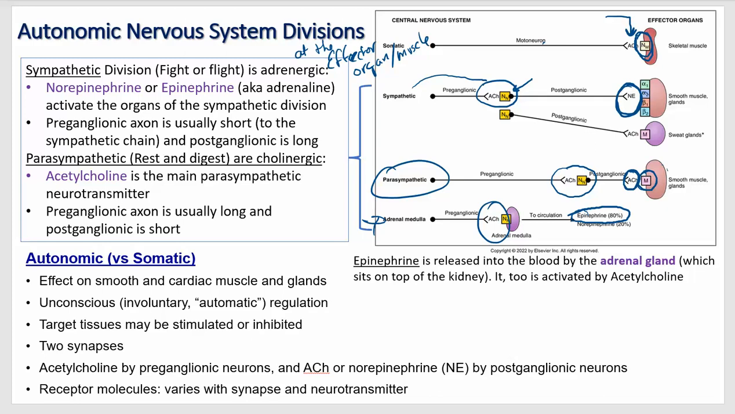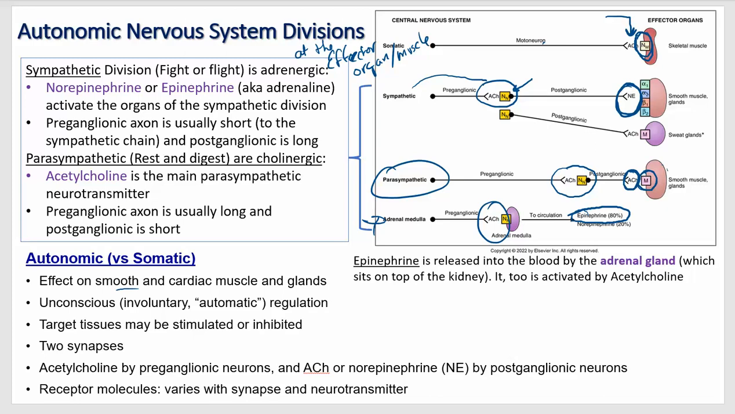So autonomic versus somatic. This is our autonomic pathway here. The effect is on smooth and cardiac muscle and glands; we're mainly talking about smooth muscle here. They are unconscious, so this is an unconscious kind of activation. We don't intentionally activate cardiac muscle or smooth muscle. That's not something we consciously do. We can't consciously cause our heart to beat and then stop beating. Same with our intestines. We can change our mood a little bit to make our heart beat faster or slower, but that's about it.